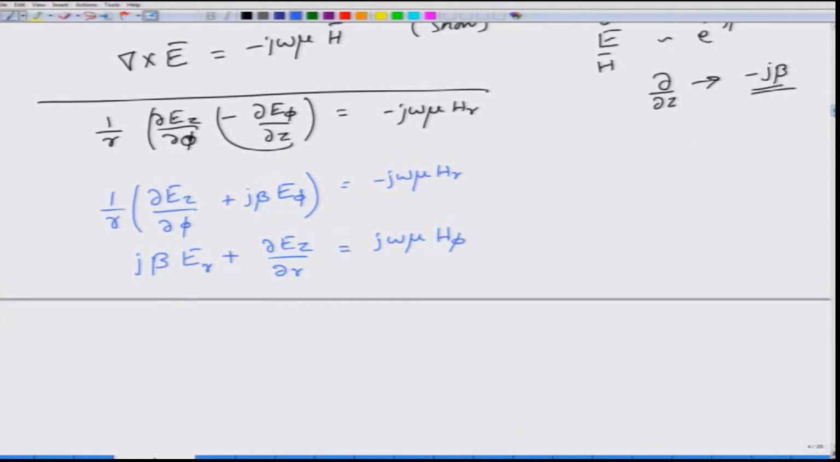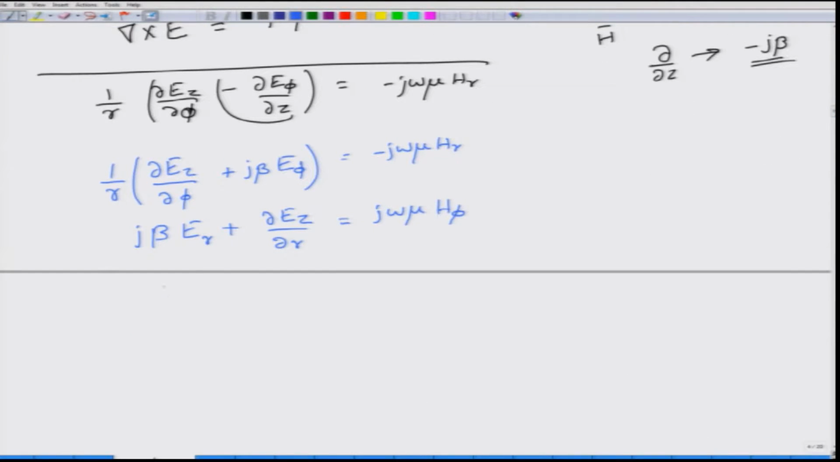Okay. And then you have the third equation, which is the Z component. You get 1 by R del by del R of R E phi minus del Er by del phi. This should be equal to minus j omega mu Hz. You are not lucky enough to replace del Ez by del R or del Ez by del phi. Well, that is the life, you know, you do not get everything that you want. So, these are the curl equations for the electric field or the Faraday's law.